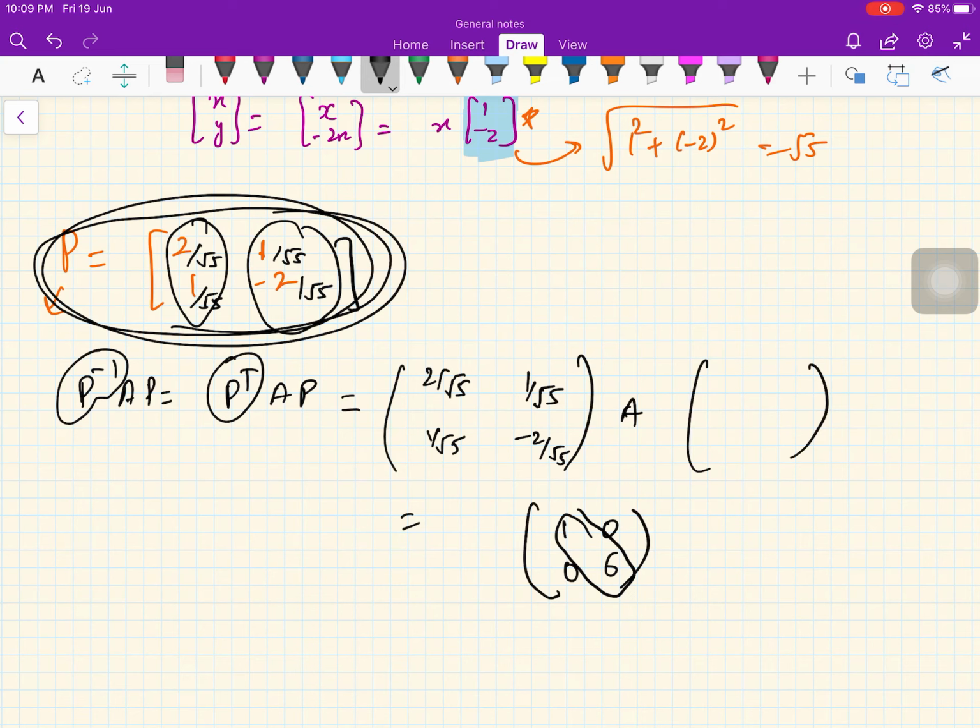So this is how you can see that a real symmetric matrix is always diagonalizable, and indeed the matrix which will diagonalize your matrix is an orthogonal matrix. In this situation we say that a real symmetric matrix is always an orthogonally diagonalizable matrix. Okay, so we are done with this video.